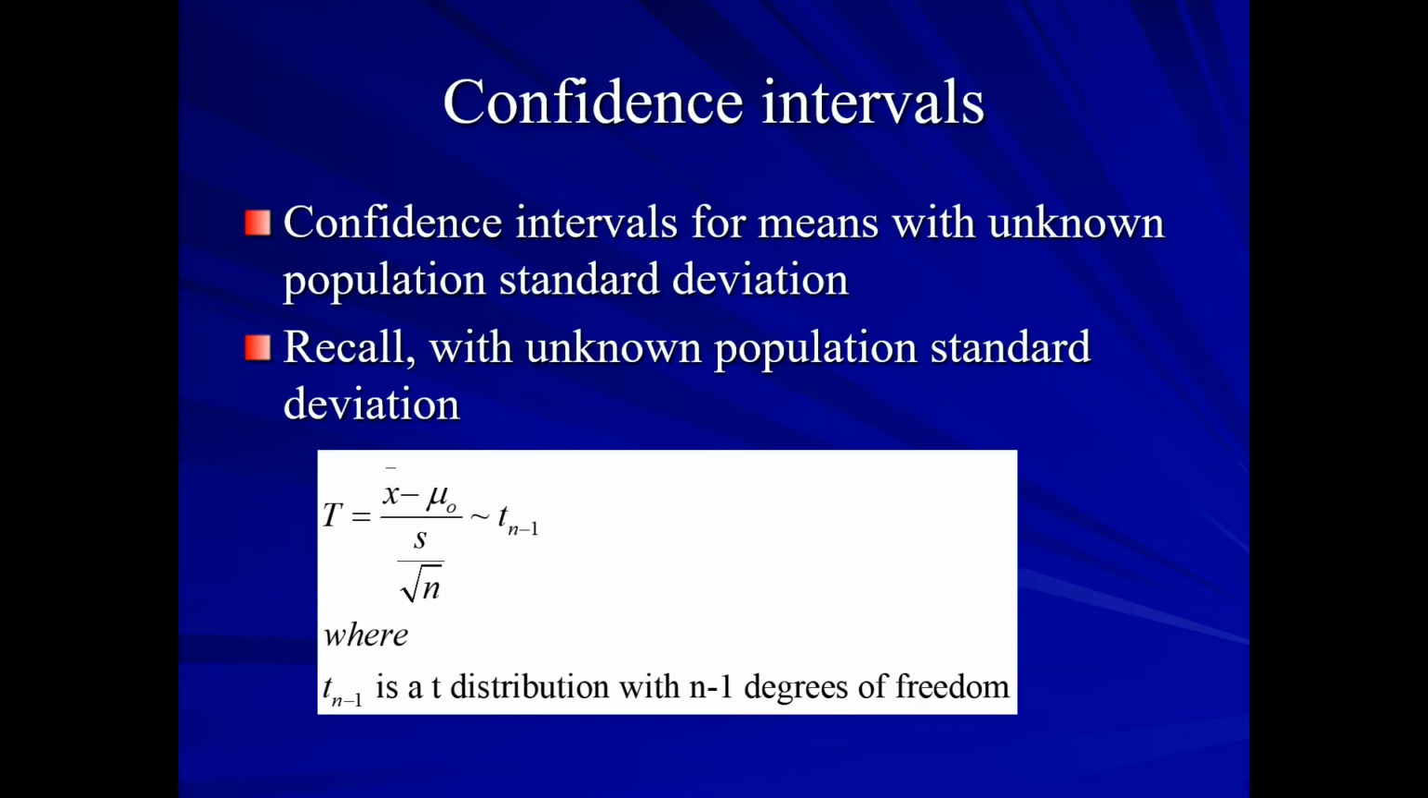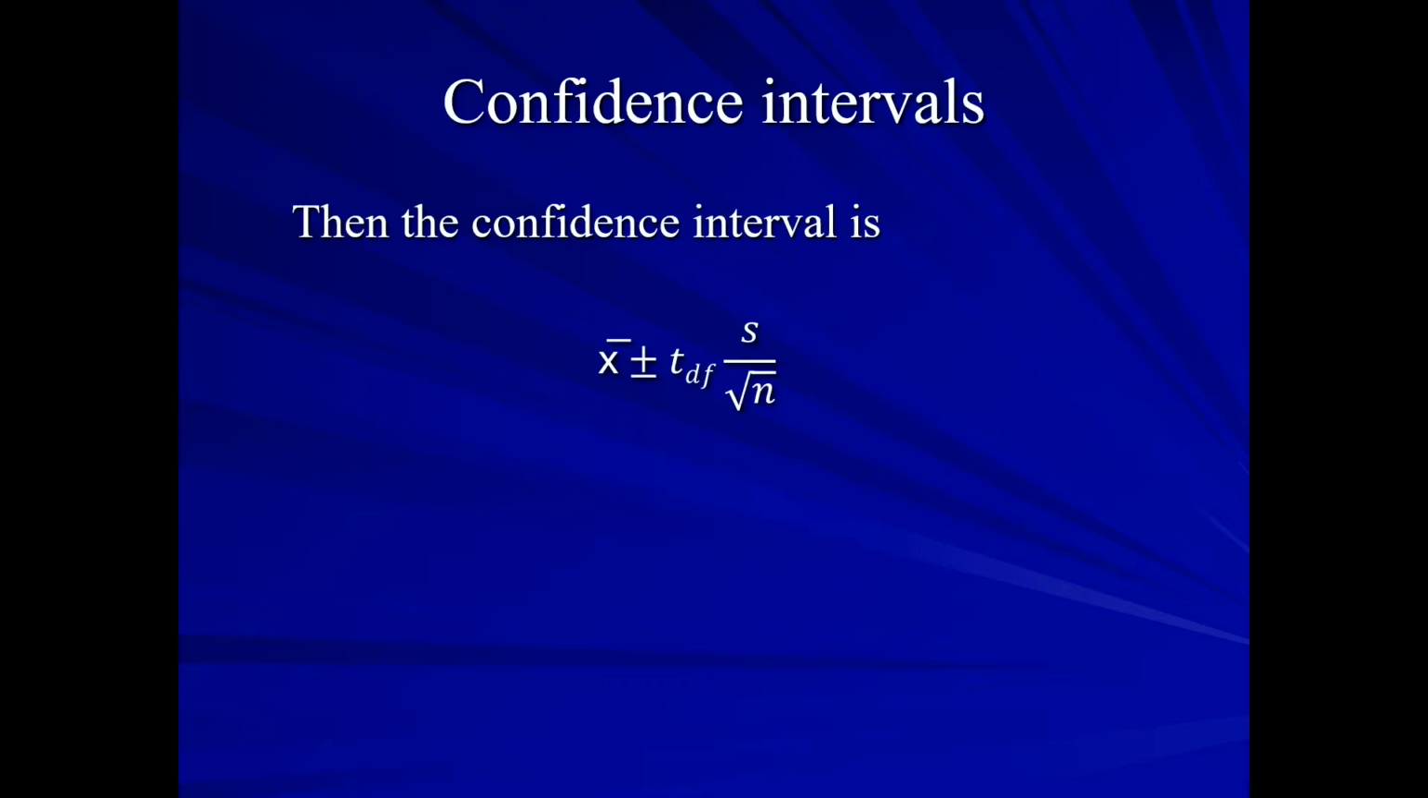Well, if I'd like to create a confidence interval, I need to solve for mu 0. Well, if I do just a little bit of manipulation on this, I can find that by multiplying by s over the square root of n to both sides, and then solving and getting mu 0 by itself, I get x bar plus or minus my t with its degrees of freedom times s over the square root of n.